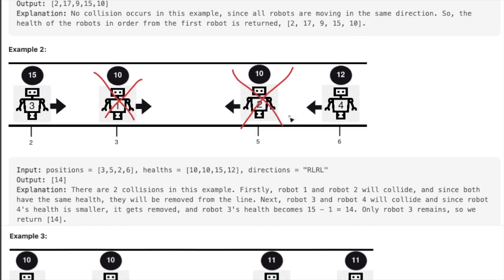Now let's take a look at the next step. After they die, this robot will actually collide with this robot, right? Because this is on the right-hand side going left, and this is on the left-hand side going right. If they collide, 15 is actually greater than 12. That's why this one will die as well, and then this one will become 14, right? Because it survived in the collision.